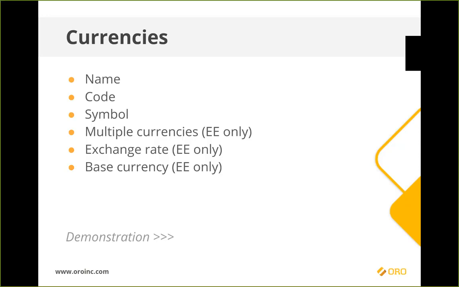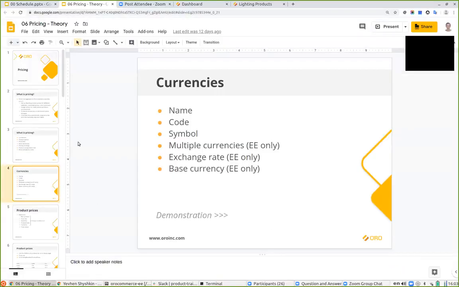For the enterprise version, we have multiple currencies. So you may have multiple currencies. You can specify the exchange rate between them. And you may also set one of the currencies as a basic currency. Let us see how it works and how to use it.